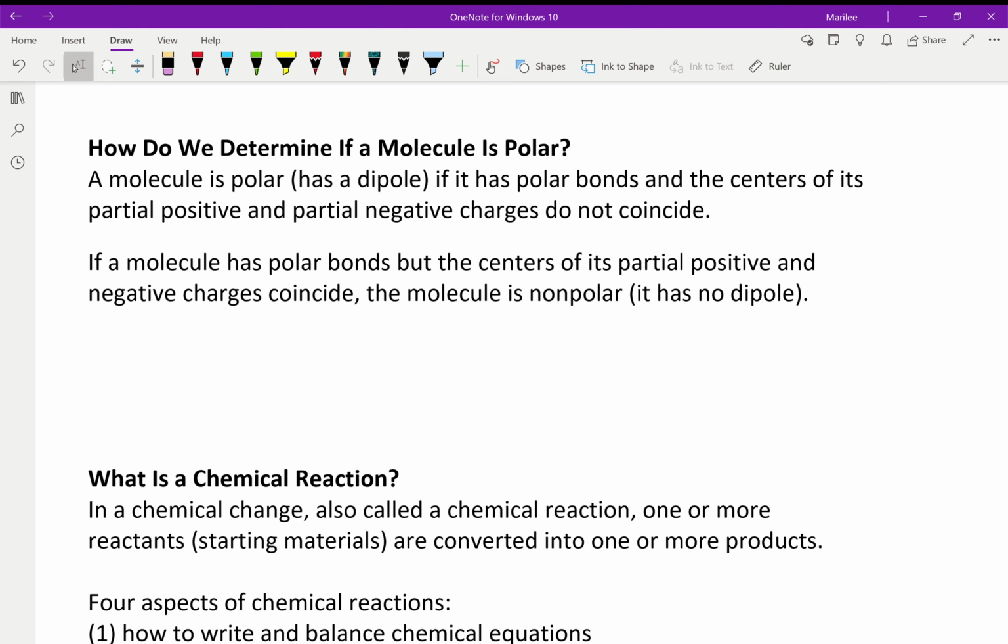How do we determine if a molecule is polar? So a molecule is polar, which means it has a dipole. Remember we went over dipole? If it has polar bonds and the center of its partial positive and partial negative charge do not coincide. So if a molecule has polar bonds but the center of its partial positive and negative charge coincide, the molecule is not polar. So that's when you say it's non-polar.